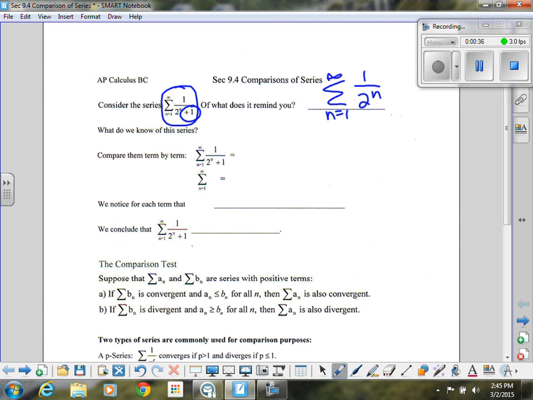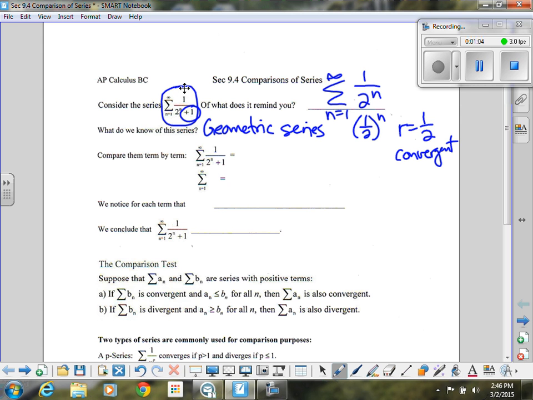All right, and why is that helpful? Well, we know that 1 over 2 to the n is a geometric series. So we can rewrite that as 1 over 2 to the n power, if that helps you. So that means that the r is equal to 1/2. And so we know that this series is convergent. So let's compare this term by term.